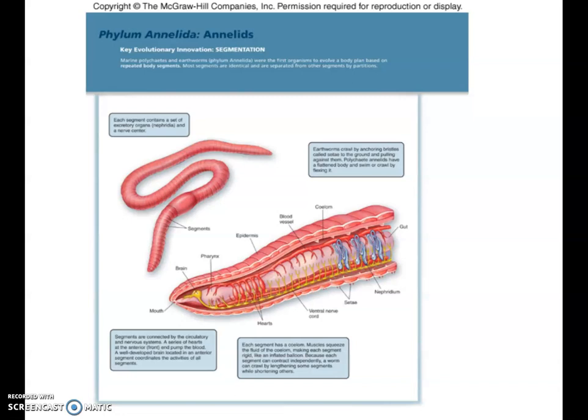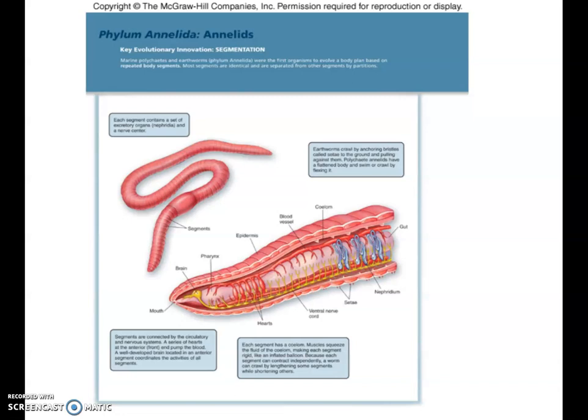They move with a hydrostatic skeleton. They have these tiny little hairs called setae, and they attach to the surface that they're on, and they just shift the amount of water or fluid in each of the segments to allow it to contract or expand, and it allows the earthworm to kind of inch along and move.